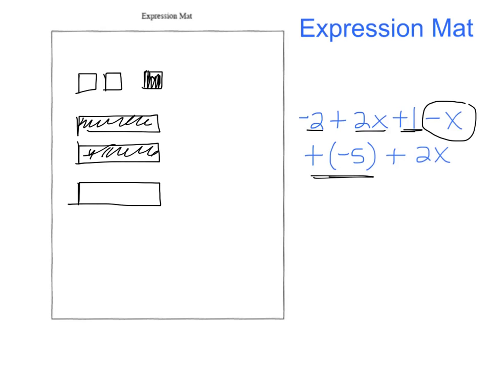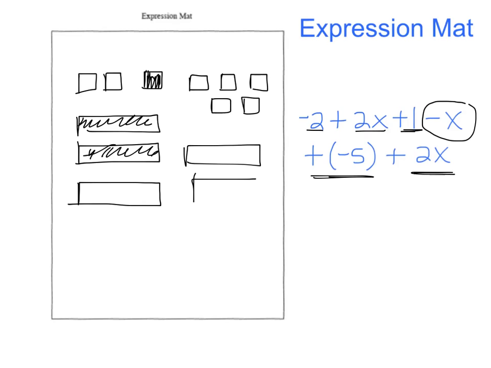Plus, down here, negative 5. So those are not shaded. 1, 2, 3, 4, 5. 5 ones. And then plus 2 x's. So that's my x tiles shaded in. Okay, when you're drawing these, you really need to be careful so you make sure your 1s are small and your x's are bigger. So now we want to see if we can simplify that.